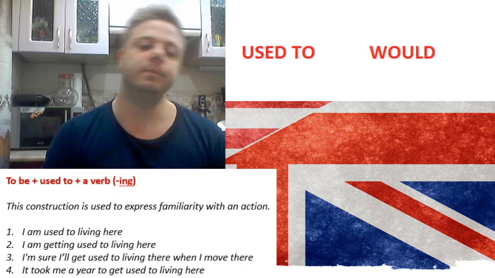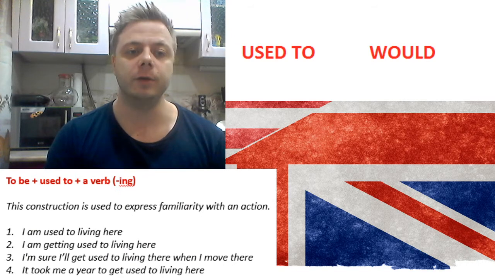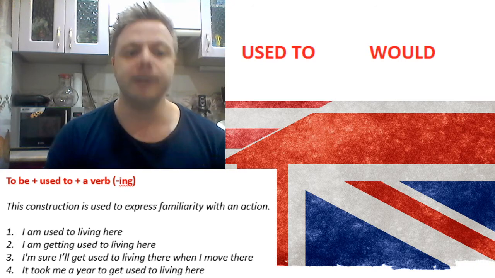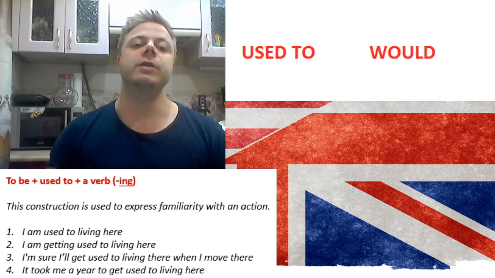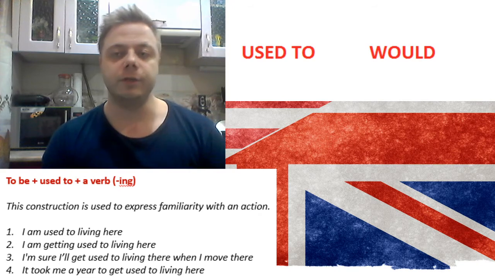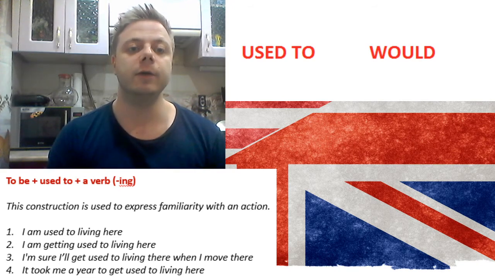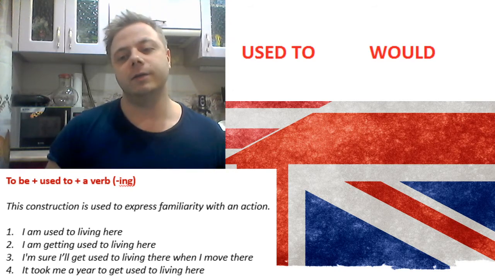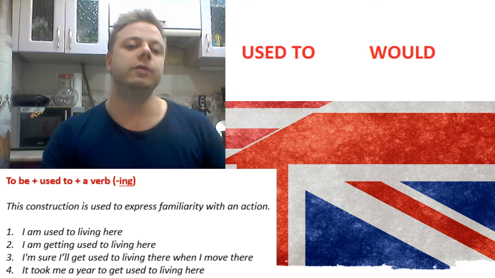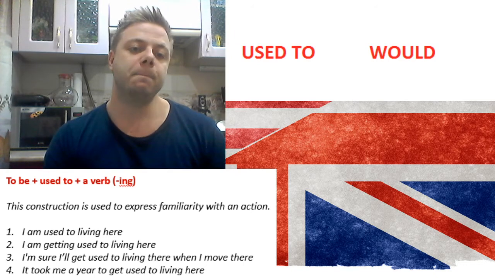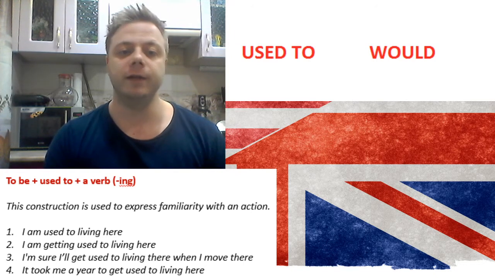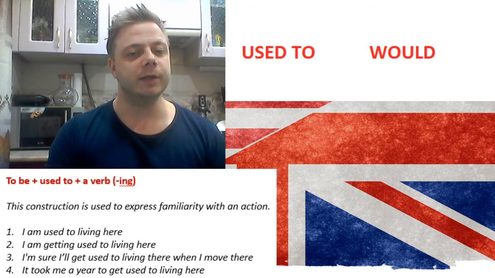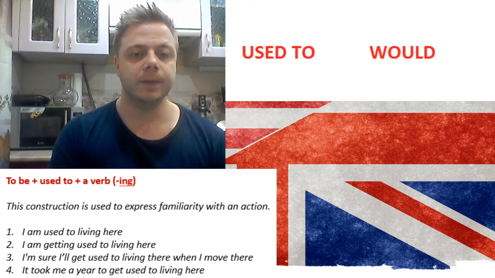So, similar construction, but with a verb. So this construction is used to express familiarity with an action, right? So we take the verb to be plus construction used to plus a verb in the ing form or gerund, right? So, for example, again, this situation with Africa. For example, you've moved here, and so you're telling your friends. So I'm used to living here, guys. It's fine for me now. It's really hot here, but I'm used to living here. I'm getting used to living here, again, if you've just moved there.